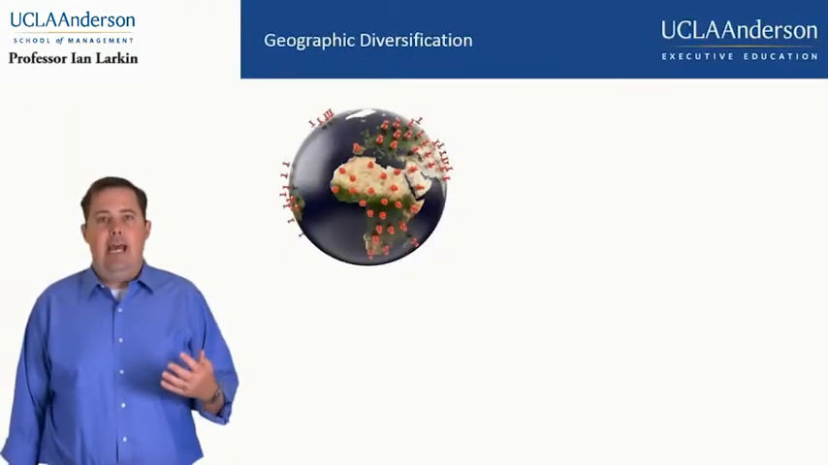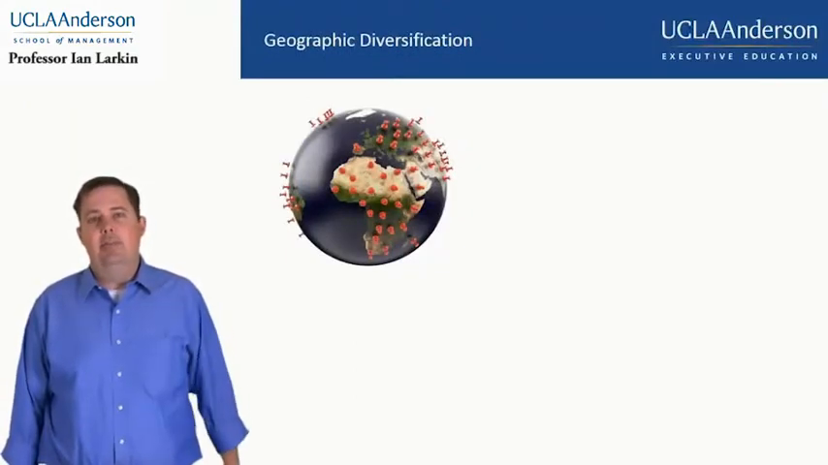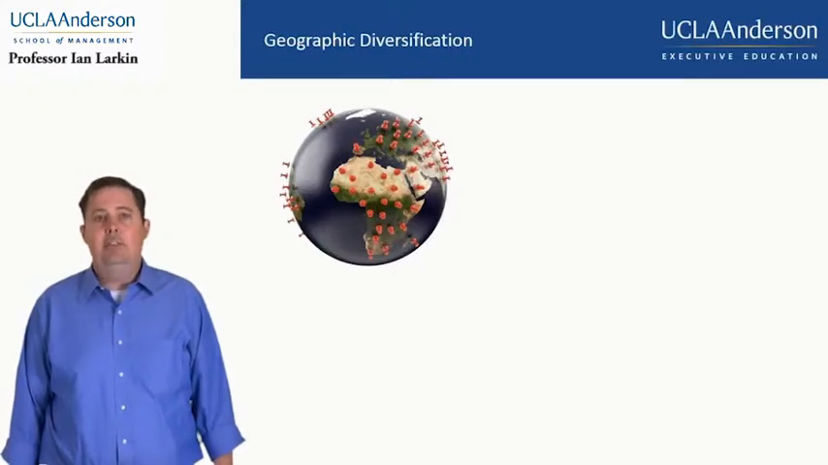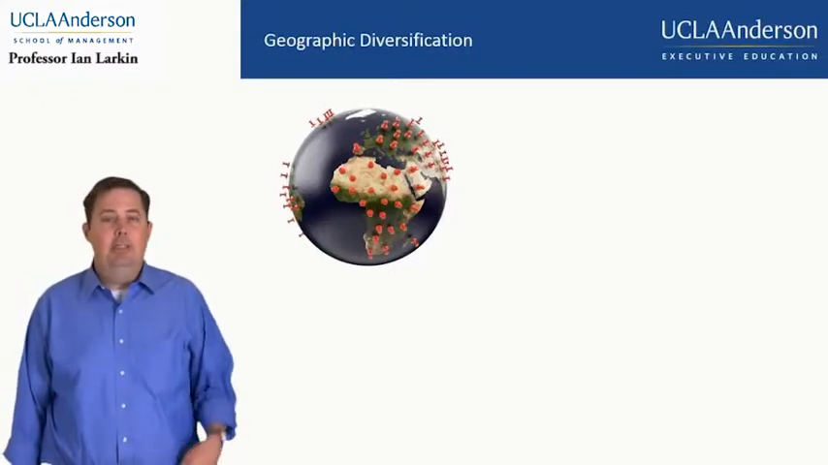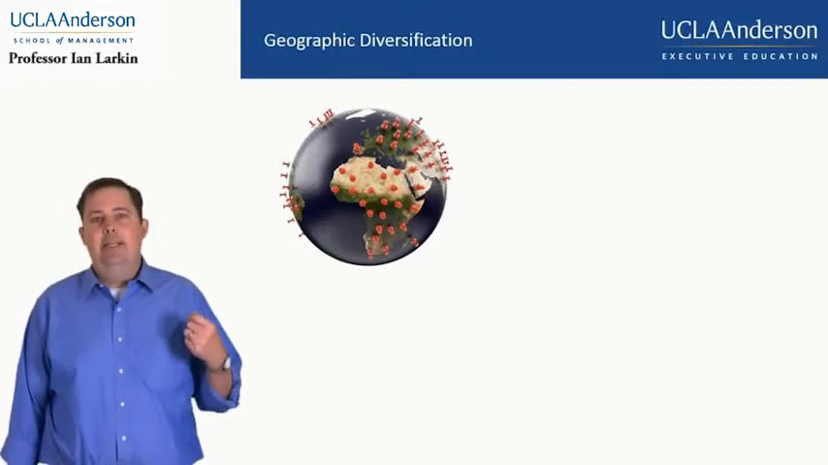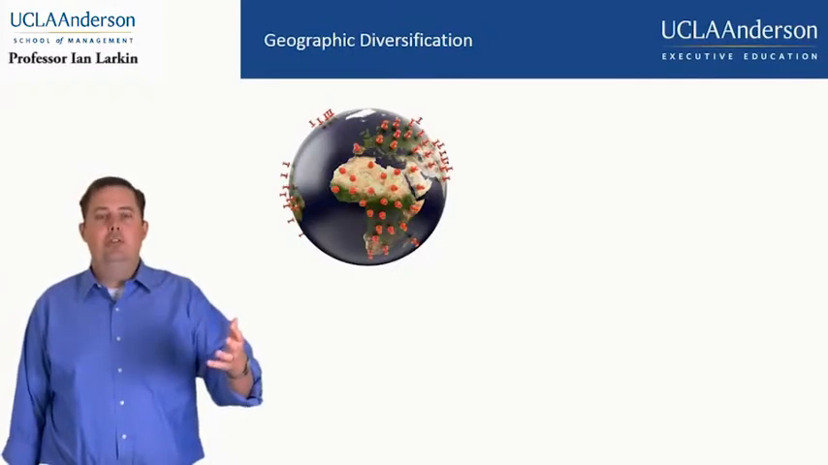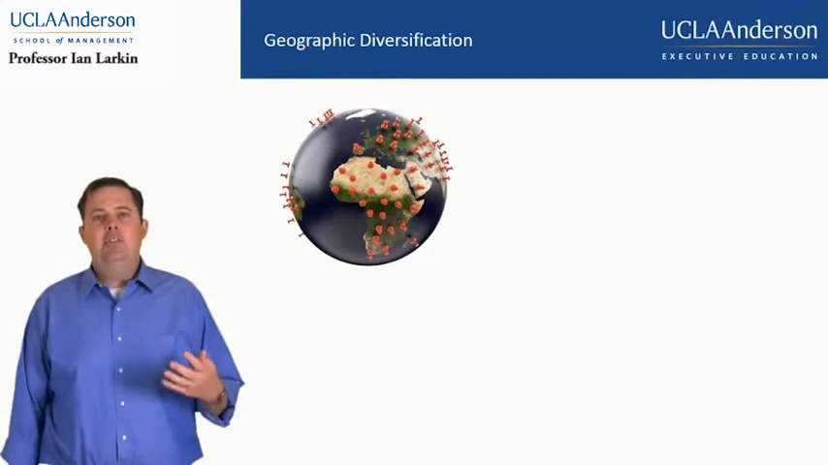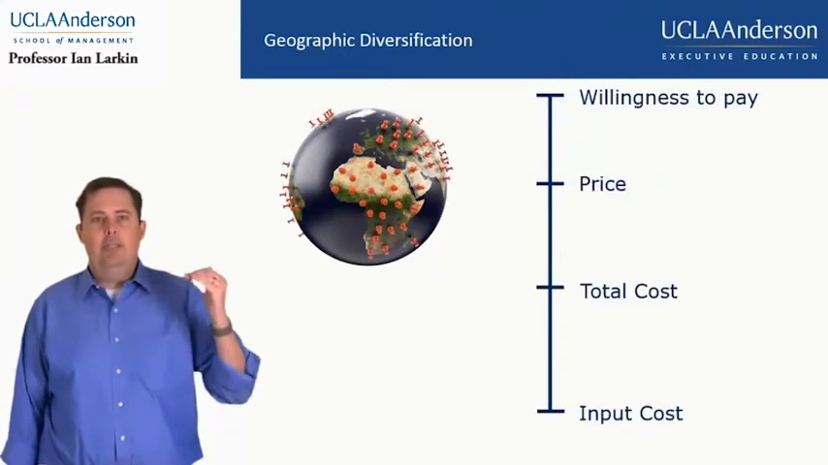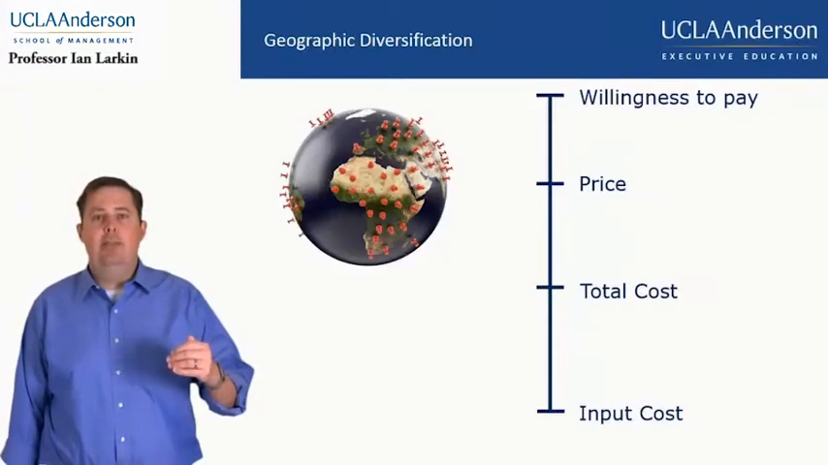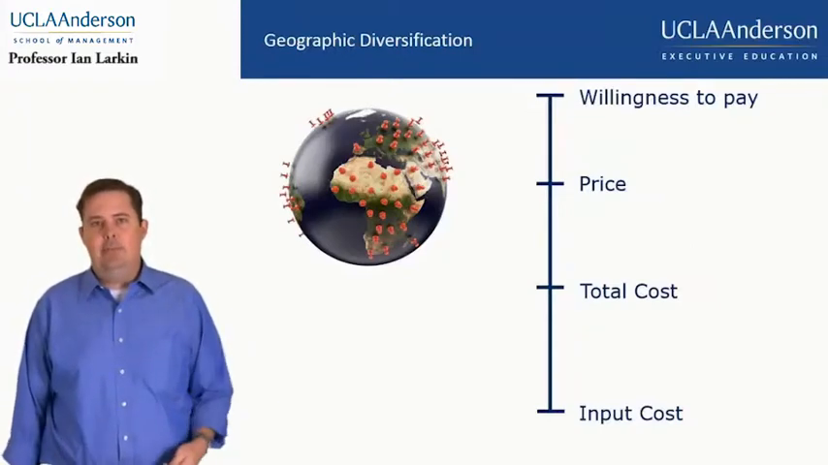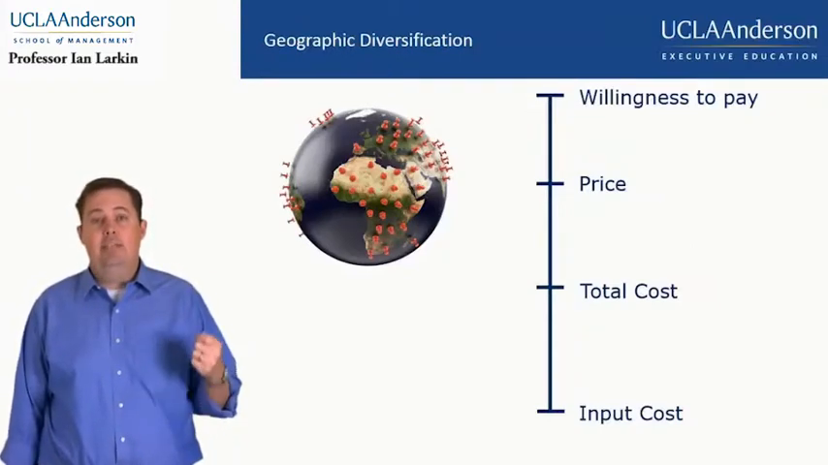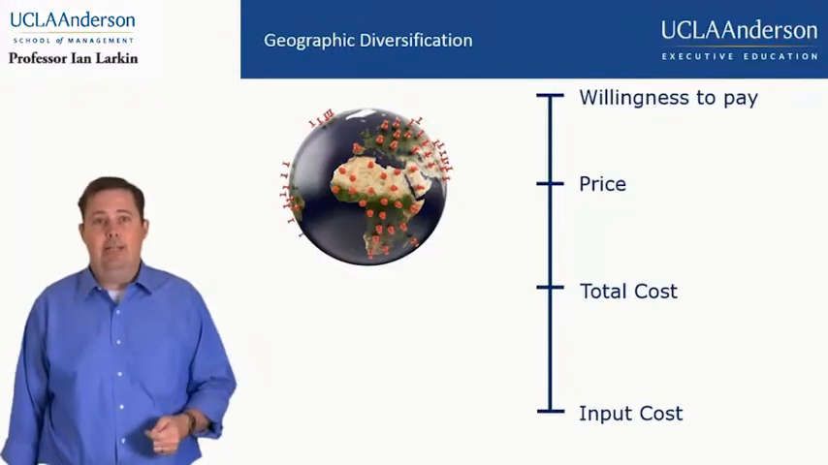Now let's consider the last decision that companies have to make around their corporate scope, and that is geographic diversification. Very simple idea. Take your product that you're making in your home country and offer it in a new country. It may seem like this is always a good idea, but again, let's come back to our willingness to pay minus cost framework to understand why geographic diversification oftentimes makes a lot less sense than someone might predict.